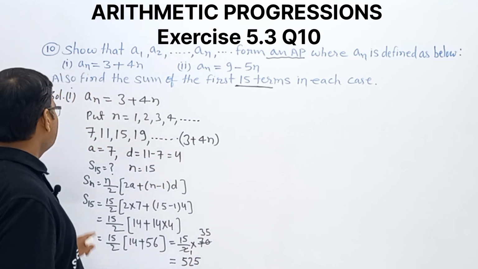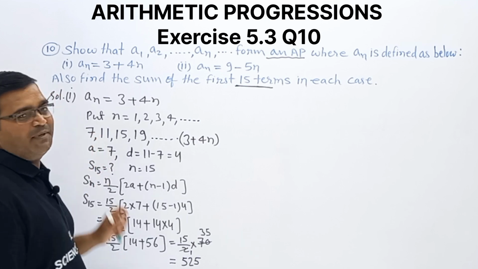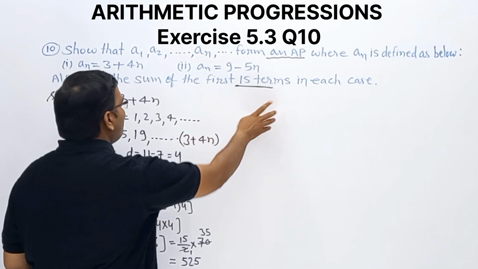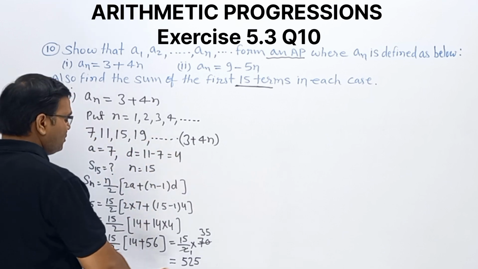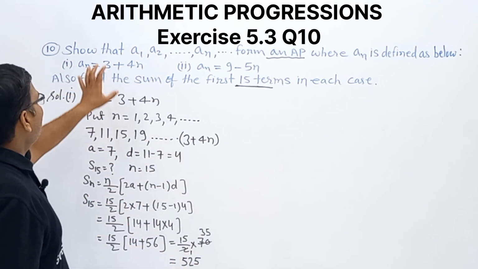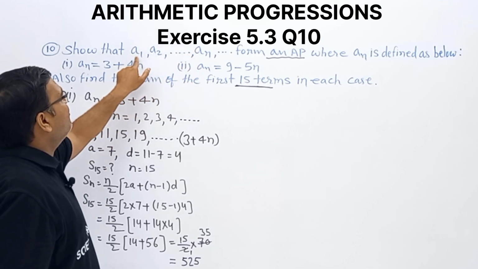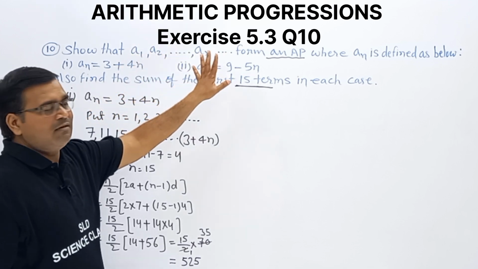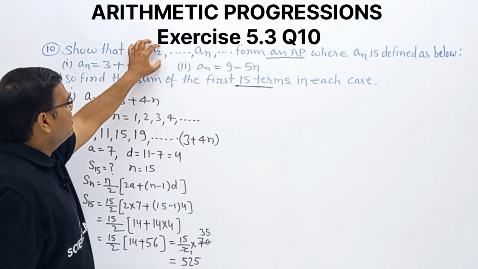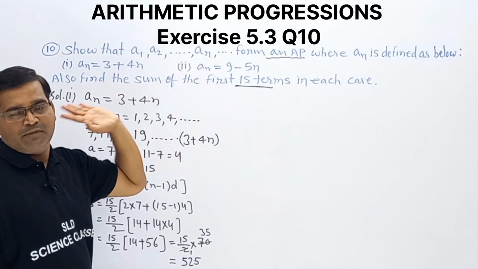525 will be the sum of first 15 terms of this AP. Simple question. Sum of first 15 terms of this AP will be what? 525. So observe again, in the question we are having one AP. AP is in the form of A1, A2, A3 up to AN, and AN is given to us. So from this we can say the value of n is 1, 2, 3 up to n.